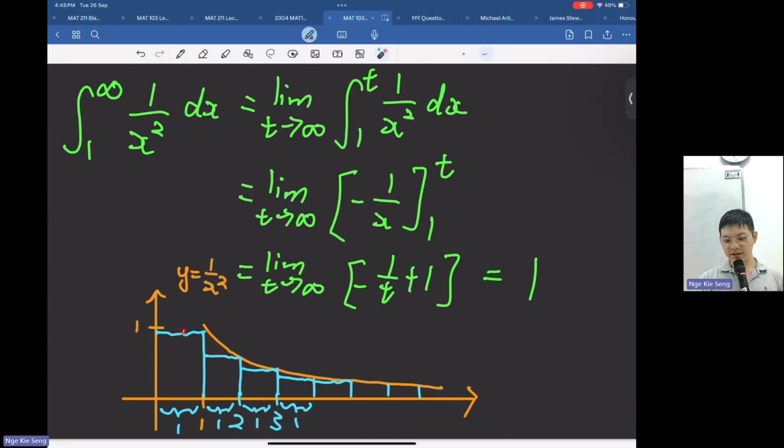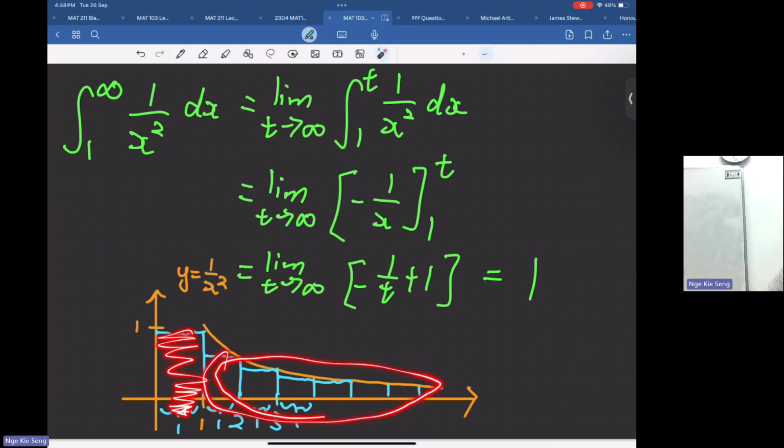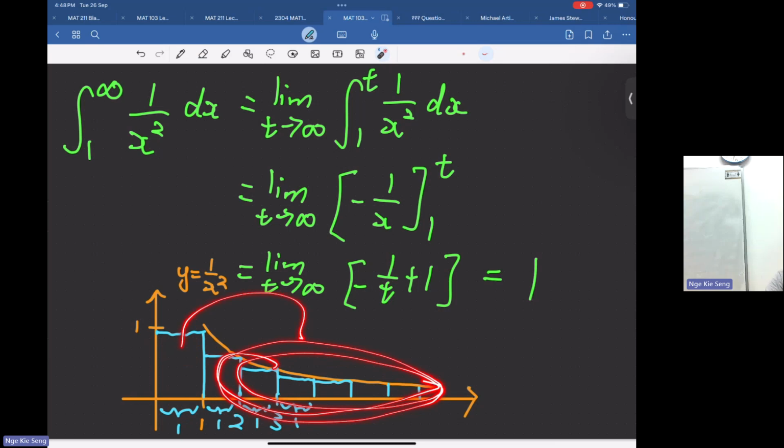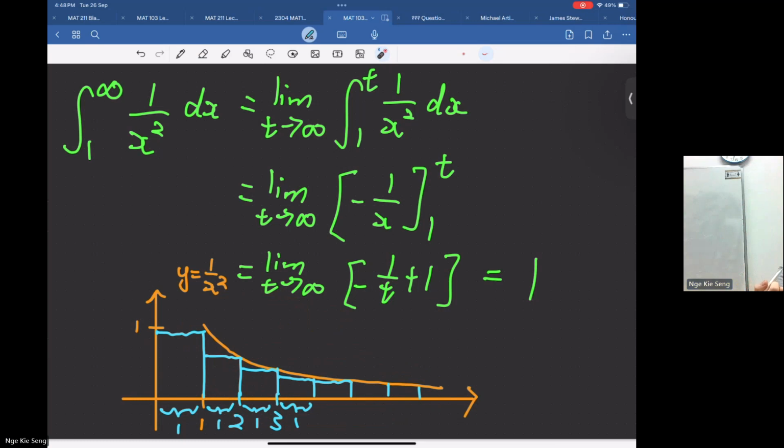But this part is an extra part. What did we say just now? Even if we remove finitely many terms, the convergent series still converges. So if it converges here, and at the bottom we add another term, it still converges, because we just add some finite number to the final sum.